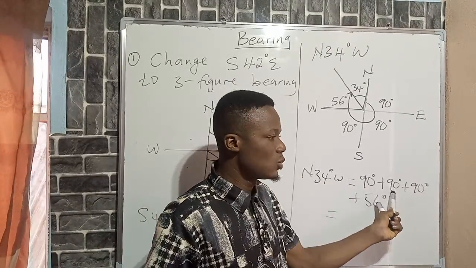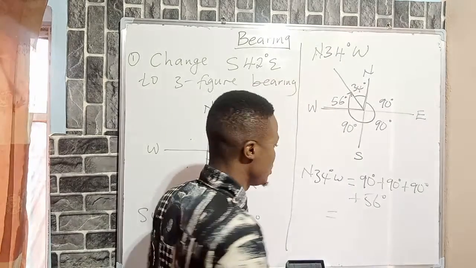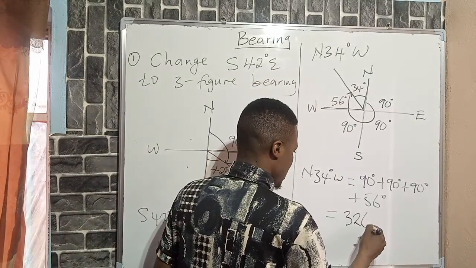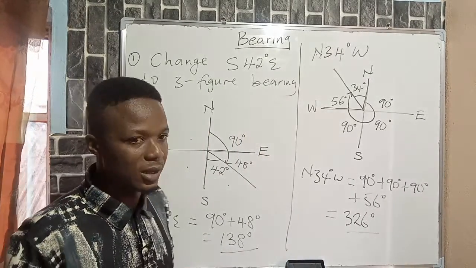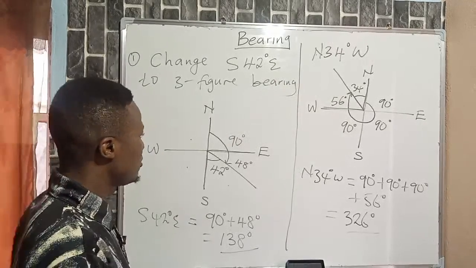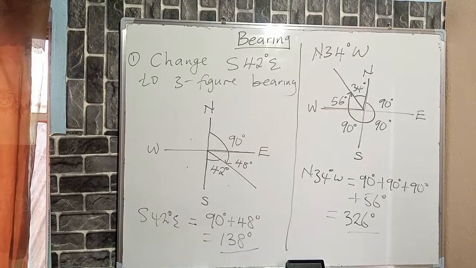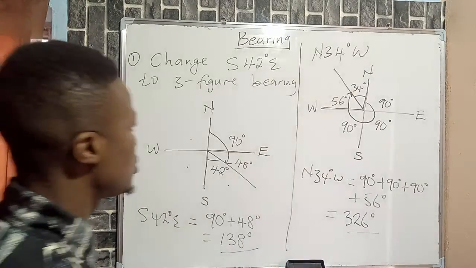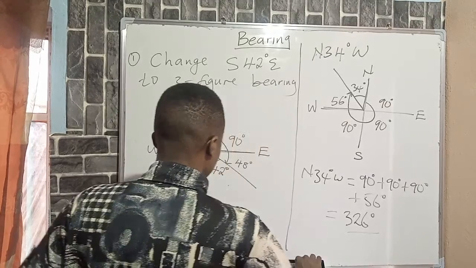90 plus 90 is 180. 180 plus 90 is 270. 270 plus 56 should be 326 degrees. And that is the answer in the three-figure bearing. You can as well move three-figure bearings back to compass bearing. They are very simple. The same approach is maintained if you wish to move the three-figure bearing to compass bearing. It is still possible.